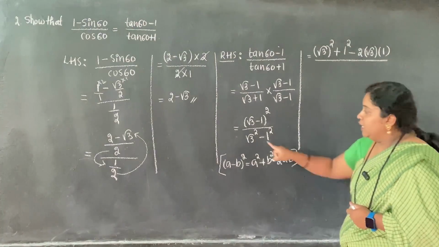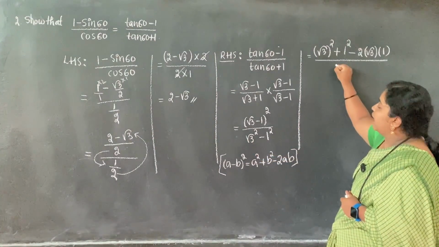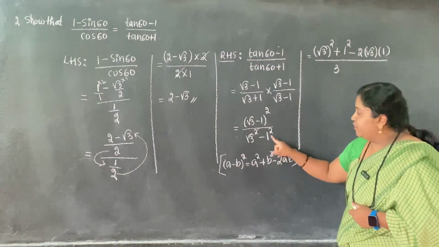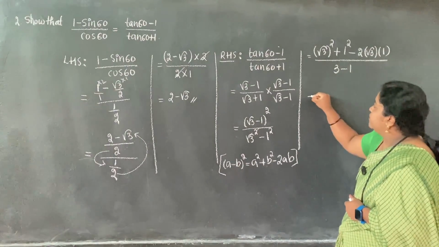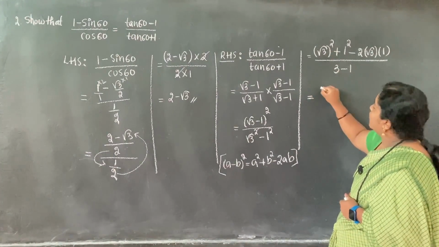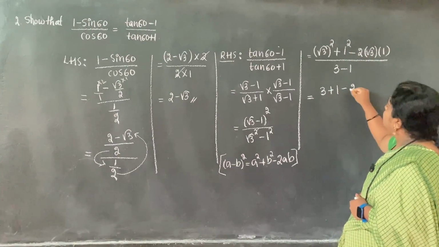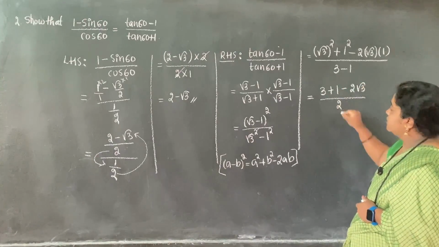Whole divided by root 3 square. Square and root will get cancelled. I am left with 3. Yes or no? I am left with 3 and 1 square is how much? 1, isn't it? See, simplify this. Root 3 square will become 3. 1 square will become 1 minus 2 into root 3 whole divided by 3 minus 1 is how much?